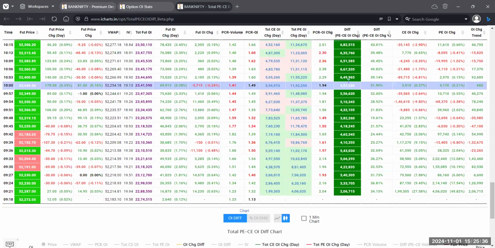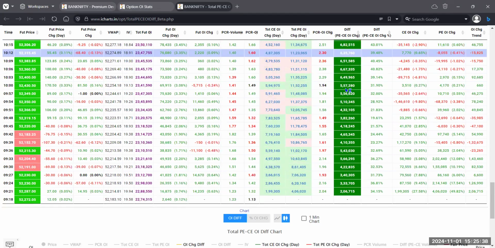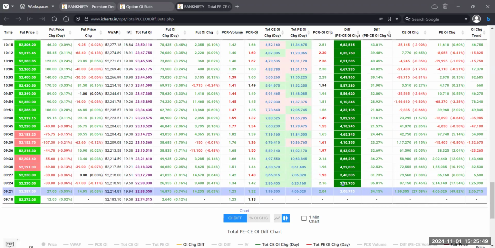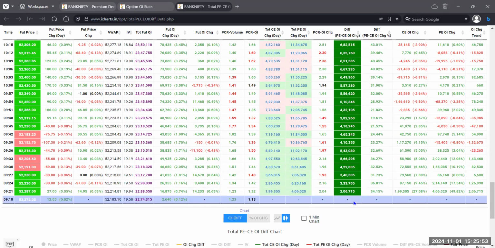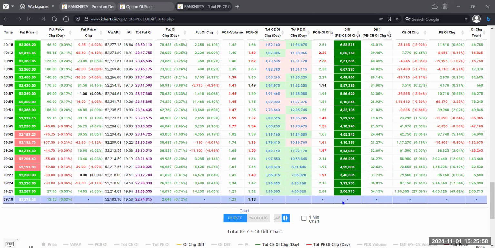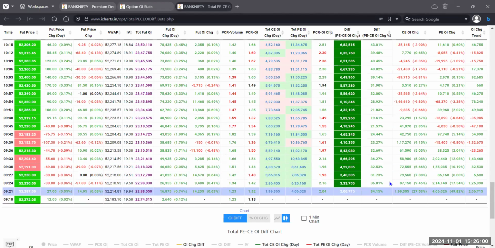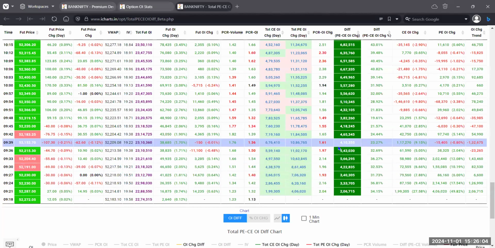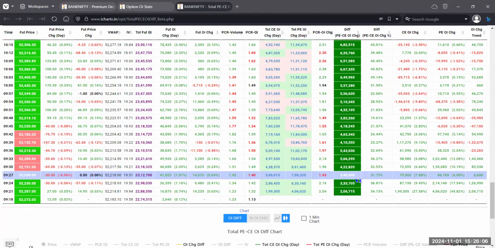Here, the one is to identify this trend. This is important. This is the diff of PE-CE OI change. So put open interest change minus call open interest change. So this is the net open interest change between calls and puts. Put minus calls actually. So if it is bullish, put OI change is more, then this will be green over here, and it means market is bullish. Now, this gives you a quick indication of direction.